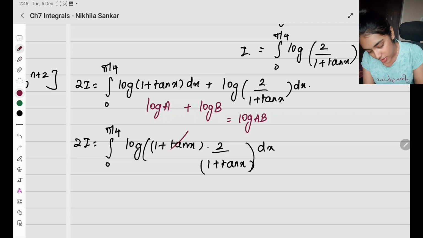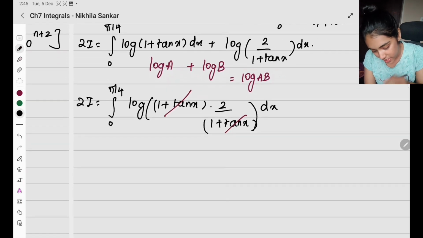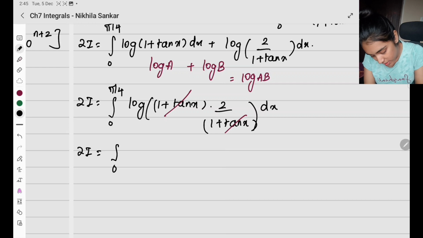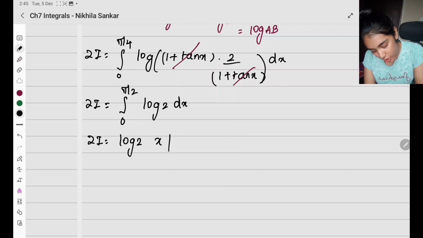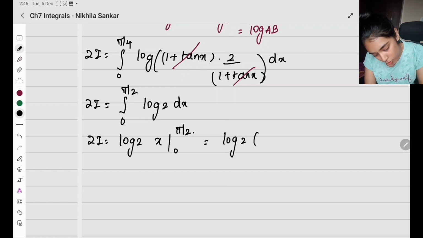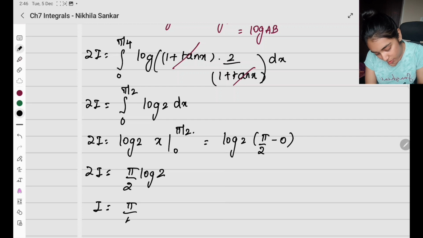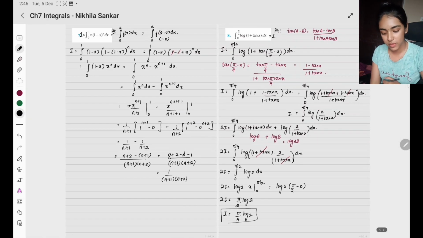Simple, right? So I can cancel the 1 plus tan x and the 1 plus tan x. So I'll be left with 2I equals 0 to pi by 4 log 2 times dx. Log 2 is a constant which I can take out. So log 2 integral dx is going to be x from 0 to pi by 4. So this is going to be log 2 times pi by 4 minus 0, which is 2I equals pi by 4 log 2, and my final I is going to be pi by 8 times log 2. Okay, please copy.